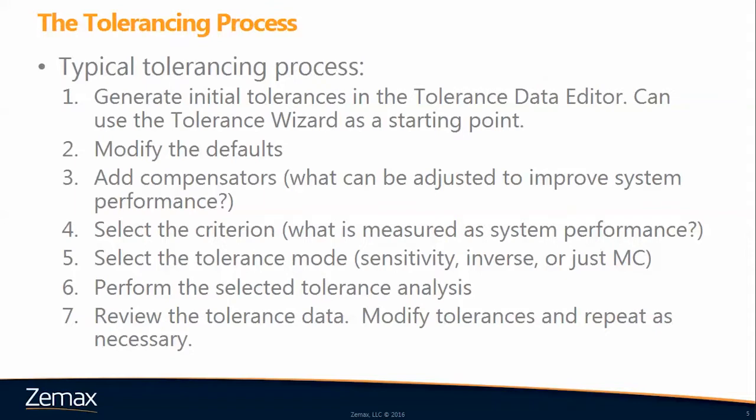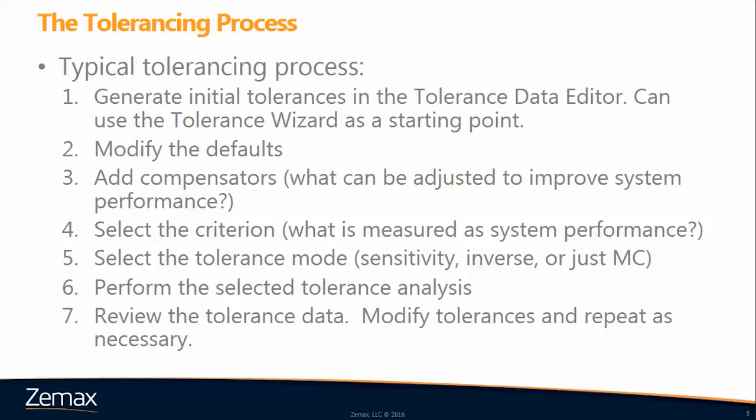So now let's talk about a typical tolerancing process. You start by defining an appropriate set of tolerances for your lens or for your optical system. Usually the default tolerances, which are generated using our tolerancing wizard, are a good starting point. And then you'll want to modify some of these defaults to meet the needs of the specific system that you have. And then you need to add in compensators.